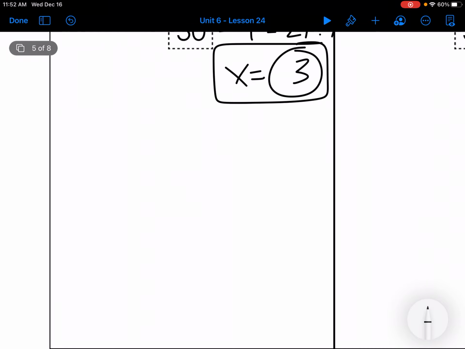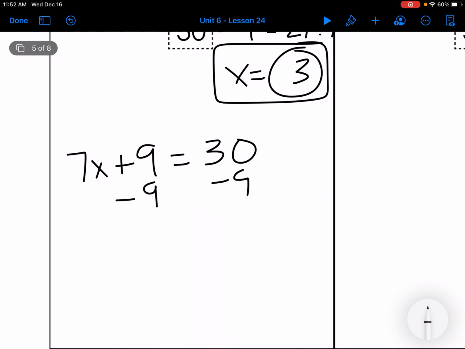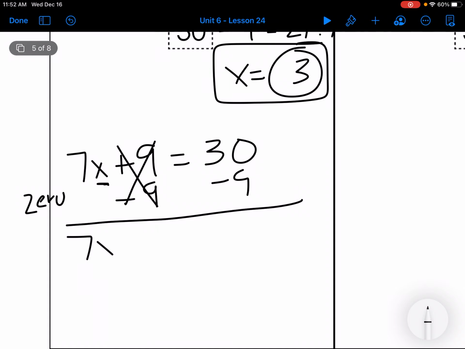If I was going to solve it normally, I could say 7x plus 9 equals 30. I zero out first, and I'm doing it on the side that has the variable. So that's my 0. I'm left with 7x equals 21. Then I want to find out what just one x is, so I'm going to divide by 7 on each side. And I'm left with x is 3.